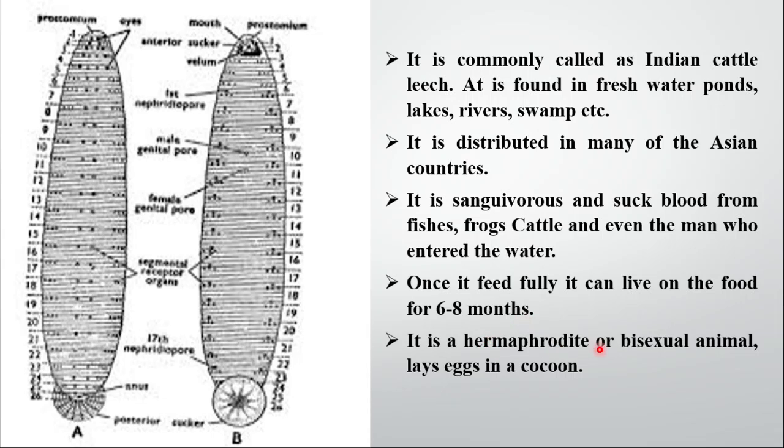It is a hermaphrodite or bisexual animal and lays eggs in a cocoon. We have studied this terminology before: hermaphrodite means both sexes are present in a single individual, that is, male and female reproductive systems too. So it lays eggs in a cocoon. A cocoon is a rounded structure in which many eggs are laid and stored, covered in a hard cuticle-like structure.